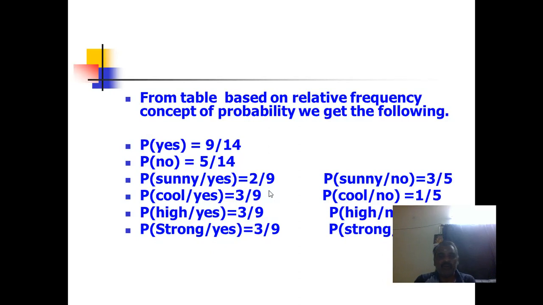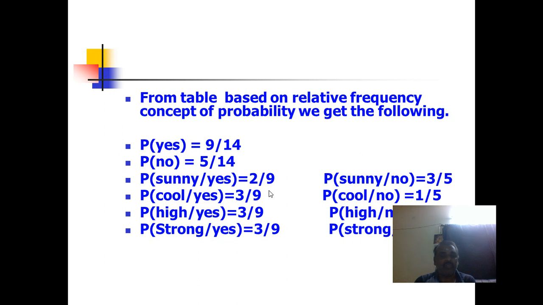Now we can go to the table and count the required numbers and write the probability, because as I already told you, we are calculating the probability based on the relative frequency concept. P of yes is equal to 9 by 14, which has been inferred from the table. Total number of examples are 14 and 9 yes's are there, so 9 by 14. We have 5 no's, so P of no is equal to 5 by 14.